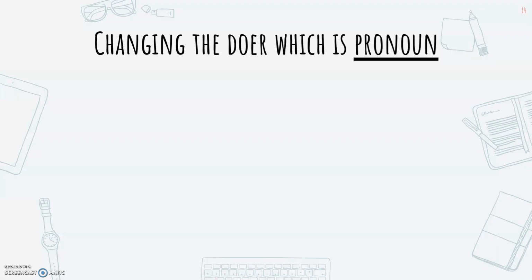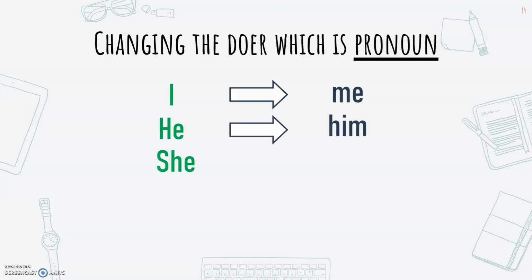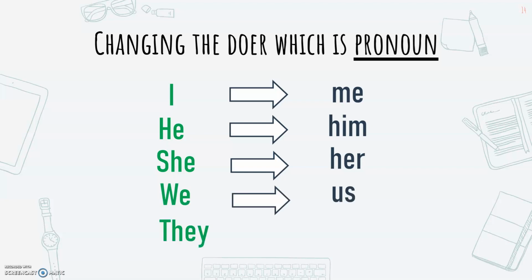It is also important to note the changing of the doer, which is a pronoun. Since they will be converted to passive voice, we cannot use the same case of pronoun. I will become me. He will become him. She will become her. We will become us. They will become them. These are all in the subjective case, while these are all in the objective case.